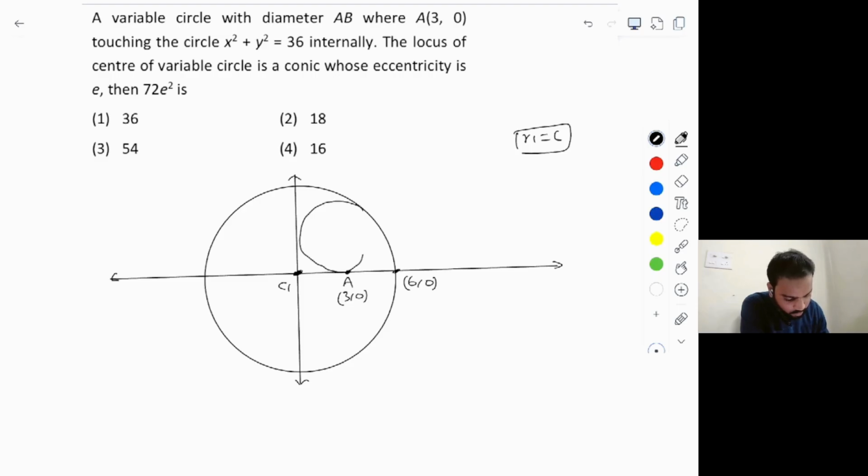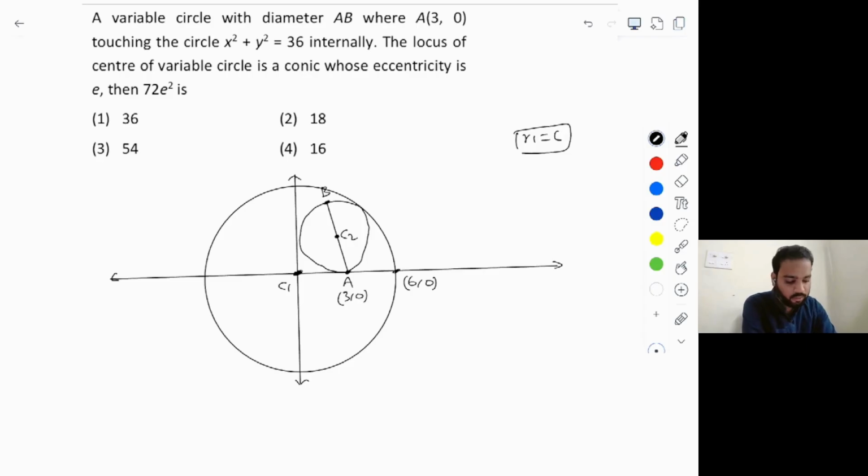I'm going to draw a rough diagram. You can see here. So this is like a circle touching the bigger one. Now, AB is the diameter, right? So let me take the point B somewhere here like this. Okay. Now, I will assume the center of this second circle as some C2 here.